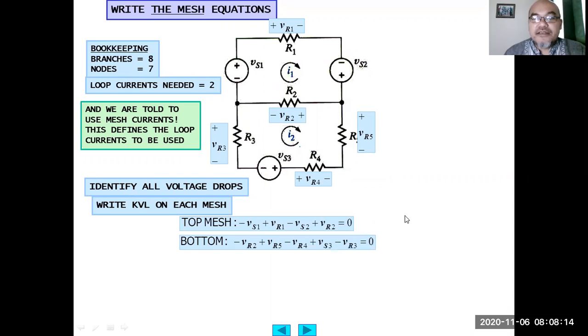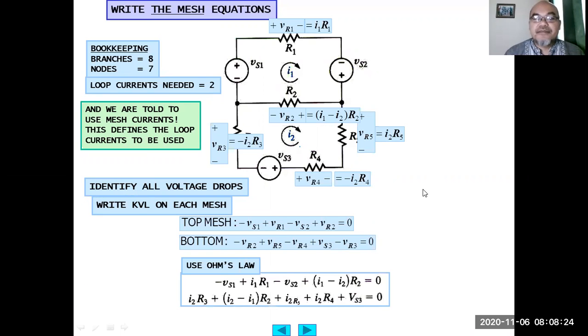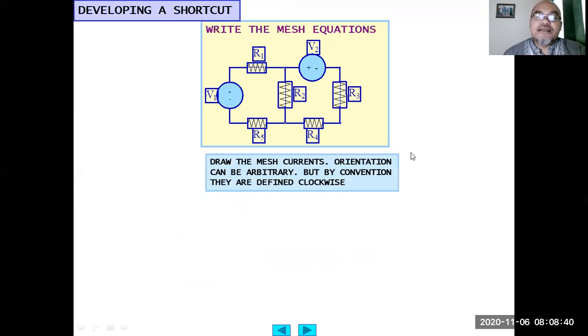Here at the top mesh and then the bottom mesh, then using Ohm's law to replace that voltage with the loop currents and the corresponding resistor. Then rearranging according to the loop current, and finally we can find the loop currents, and then we can calculate the branch currents, or otherwise also calculate the voltage across any components in the circuit.